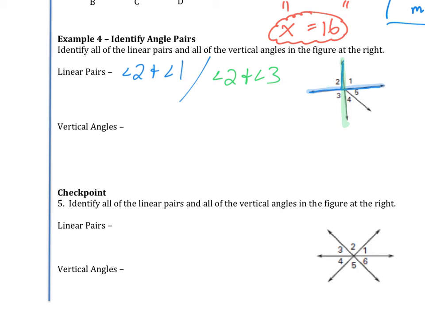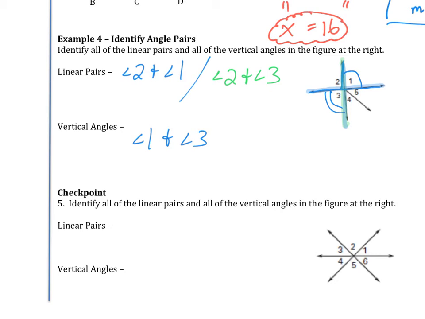Vertical angles. I don't know why I can't erase that, but vertical angles are angles that are across from each other. So actually, if you look at the blue X that's kind of formed here, angles that are across from each other form vertical angles. So in this case, it would be angle 1 and angle 3. Those are vertical angles because the two lines cross, and those are two angles across from each other.